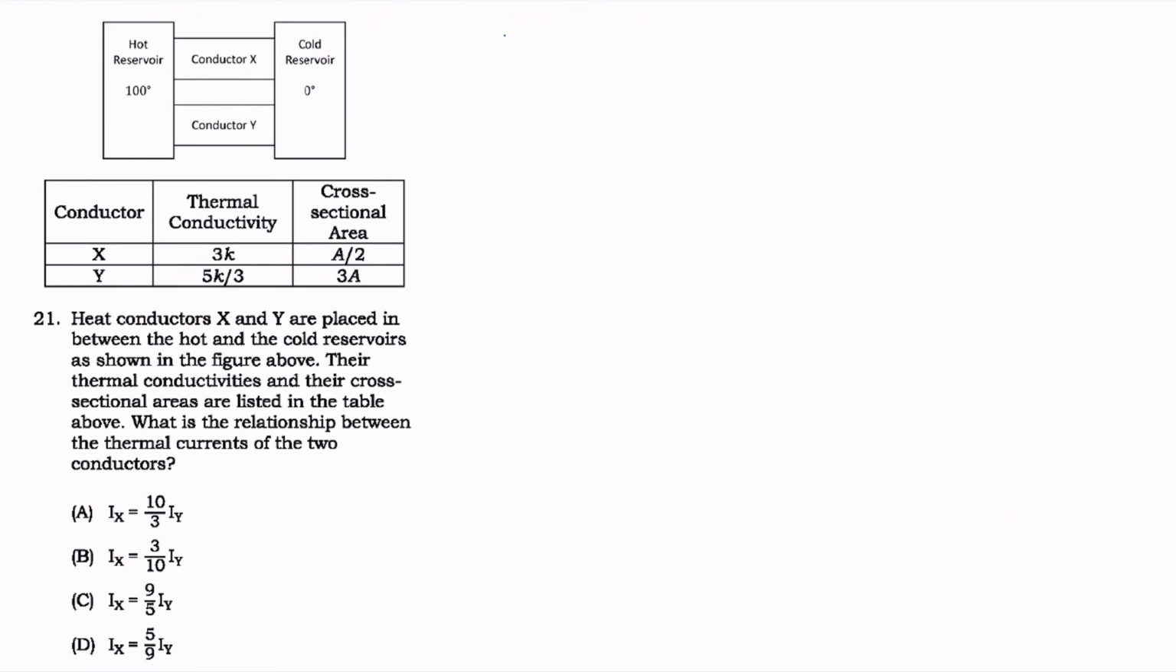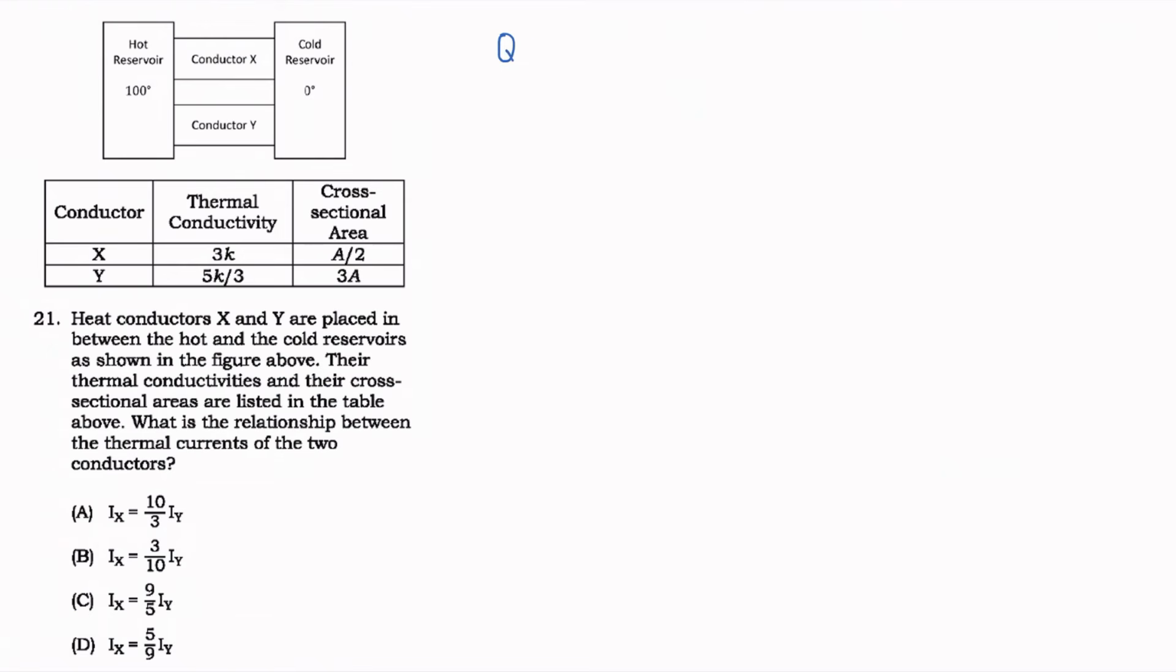Number 21. Heat conductors X and Y are placed in between the hot and cold reservoir as shown in the figure above. Their thermal conductivities and their cross-sectional areas are listed in the table above. What is the relationship between the thermal currents of the two conductors? So, dito, pinapahanap yung thermal current.